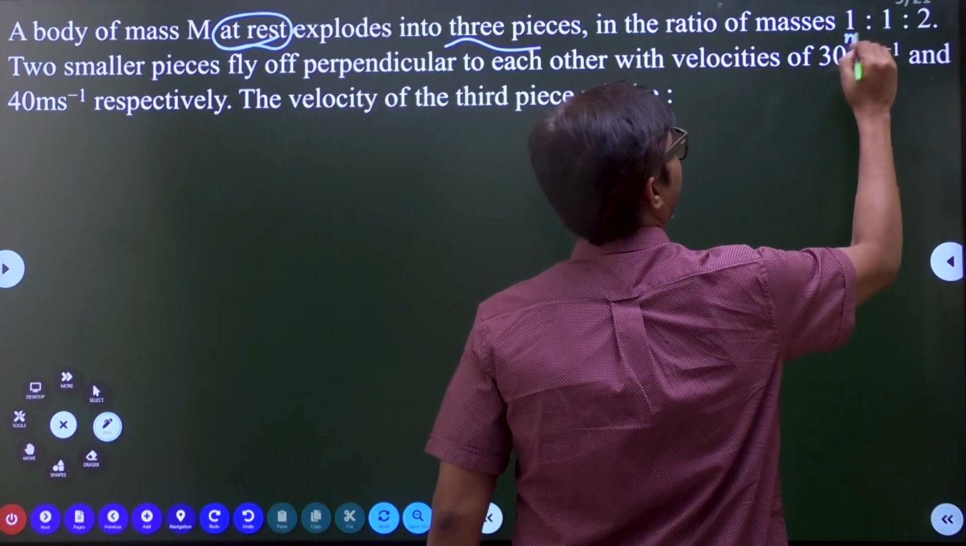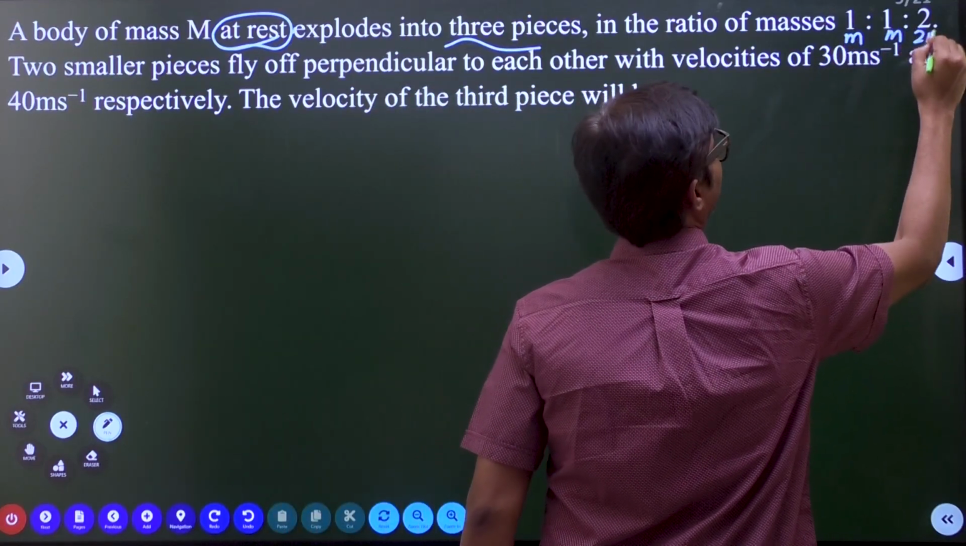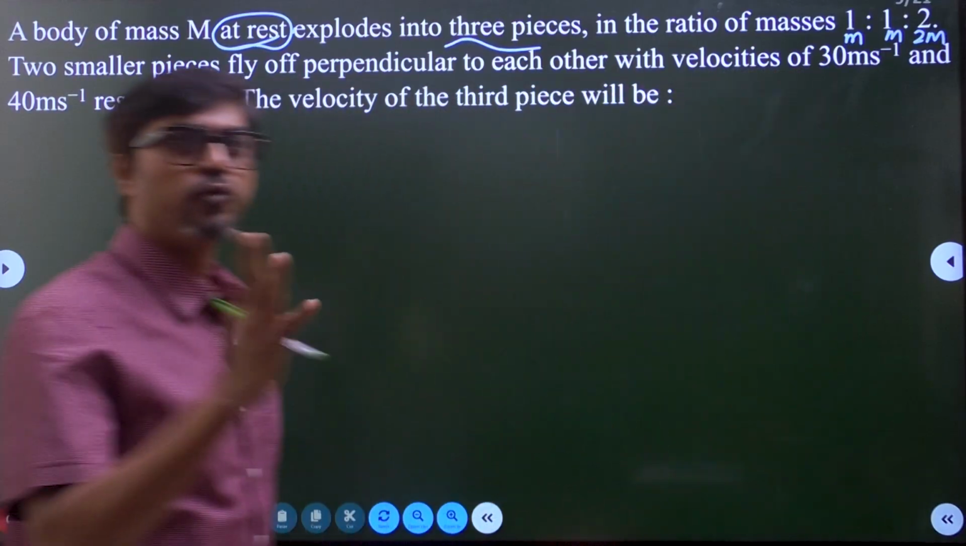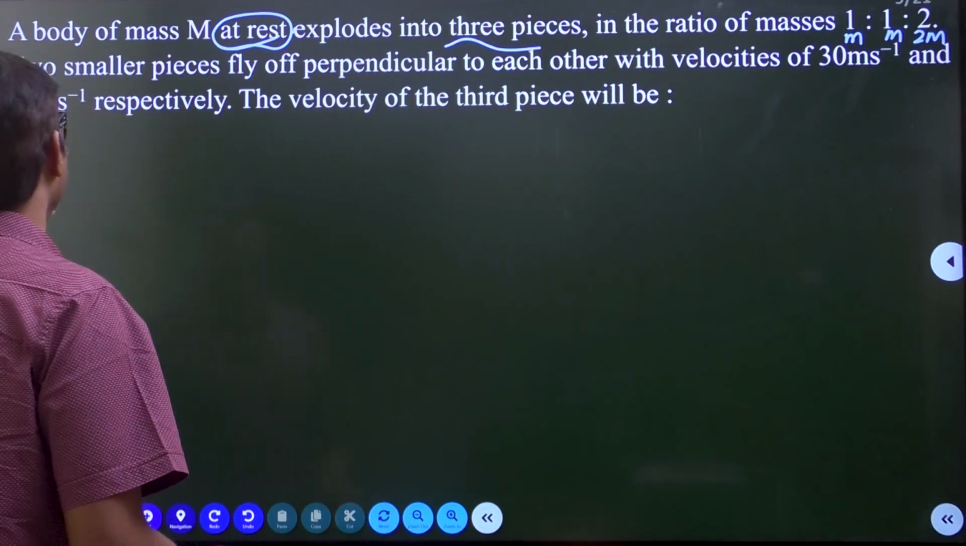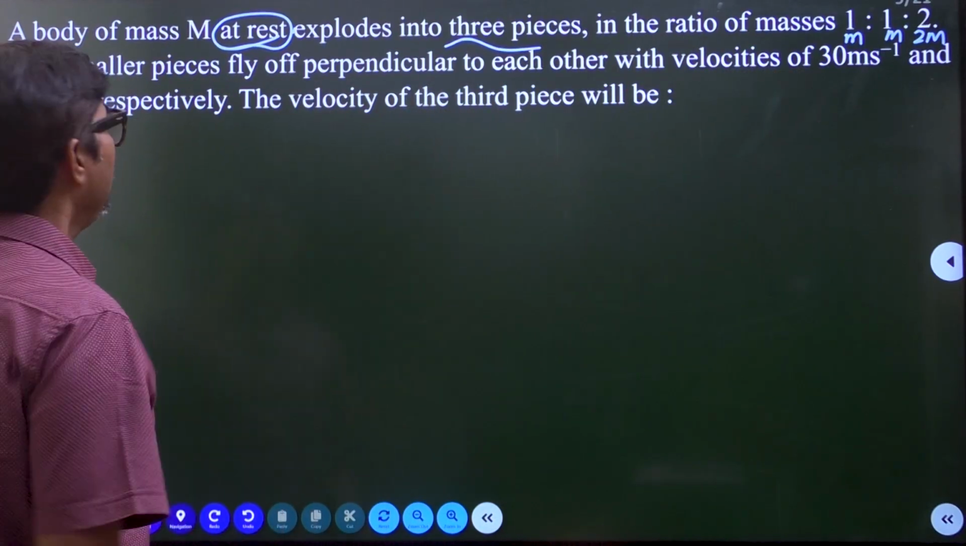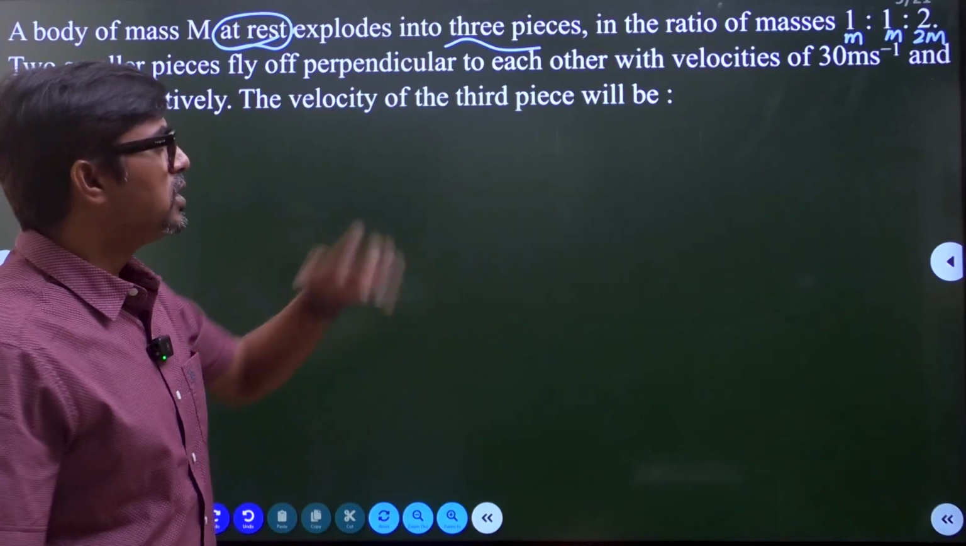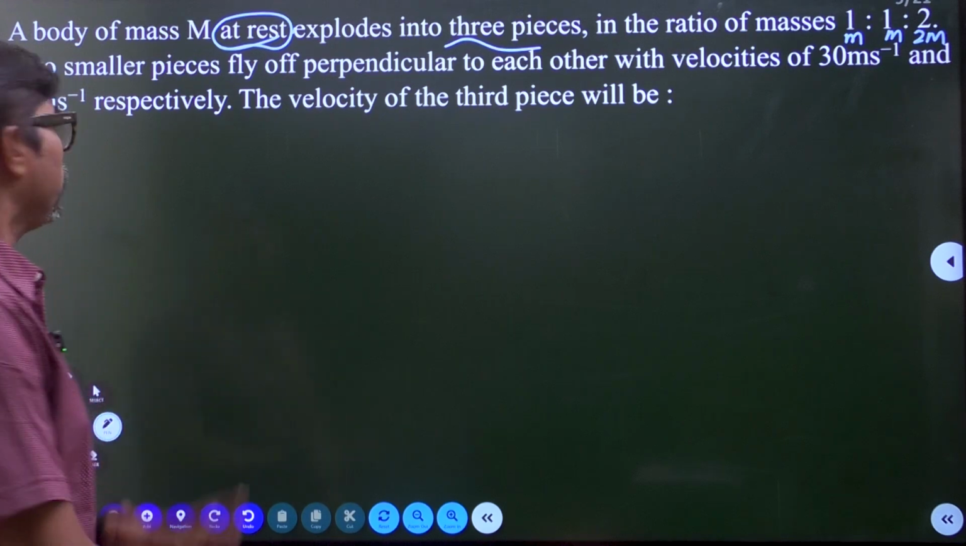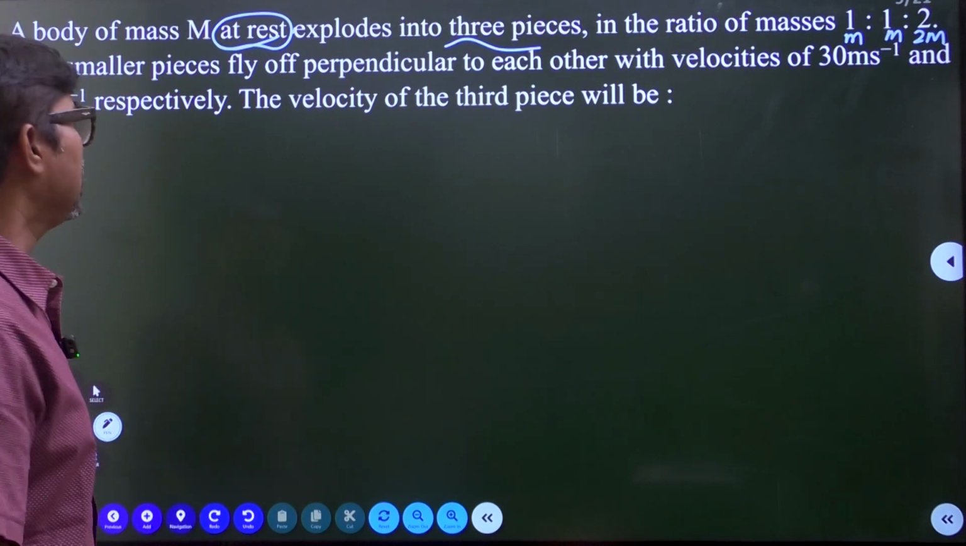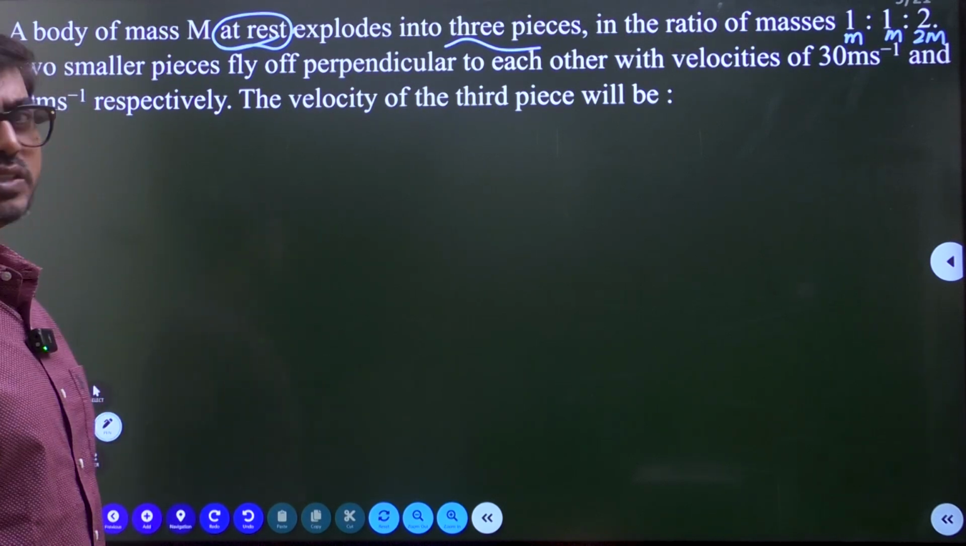1:1:2, meaning you can take m, m and 2m. So total capital M can be assumed to be 4 small m. Two smaller pieces, meaning m and m, go perpendicular to each other. Let's say one goes along the x-axis with 30 meters per second, the other goes with 40 meters per second in the y-axis. And they're asking you to find the velocity of the third piece.